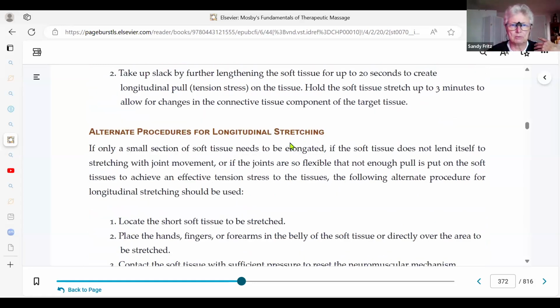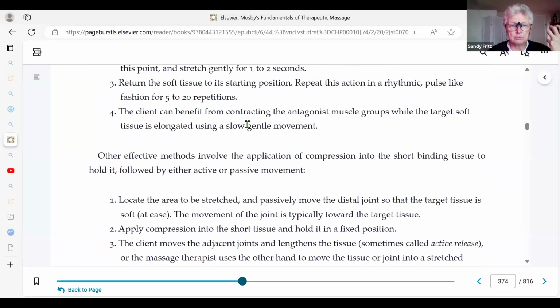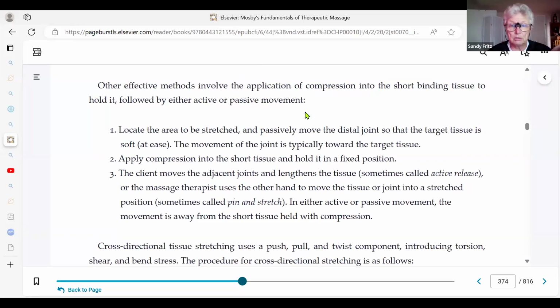So here are some alternate procedures to that, more around direct tissue stretching without moving the joint, working across the soft tissues between joints rather than straining the joint directly.